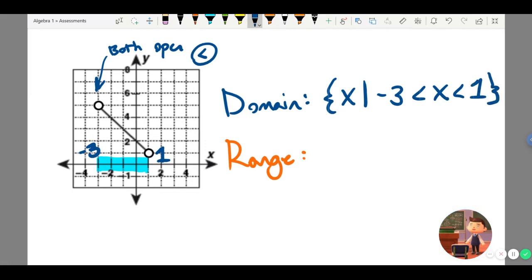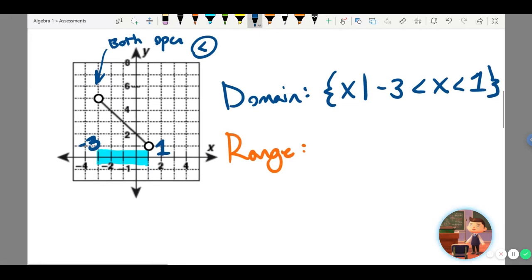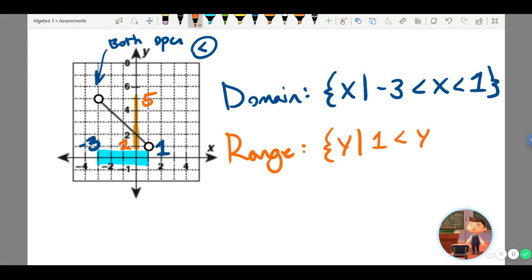Okay, now are these the right symbols? I know that they are because my lowest value and my highest value both have open circles. So that's exactly the symbols we need. Using the y-axis, I see that my lowest value of y is at +1 once again. And then my highest value is at 5. So all my y values live between 1 and 5. So the set of all y such that y is in between 1 and 5.